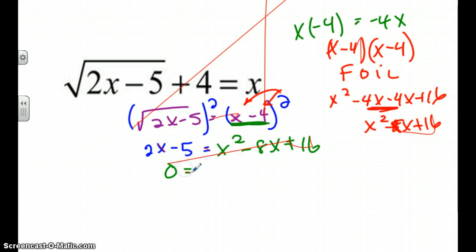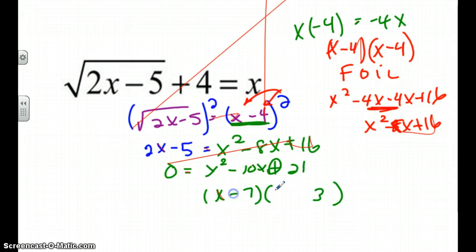It's much faster. So setting this thing equal to 0, I'll get x squared, subtracting off 2x, minus 10x, and adding 5 is 21. Factors of 21 that add up to 10 are 7 and 3. This says signs are alike. They're both negative, x minus. So x equals 7 and x equals 3.